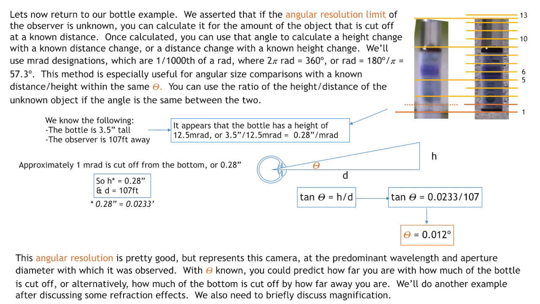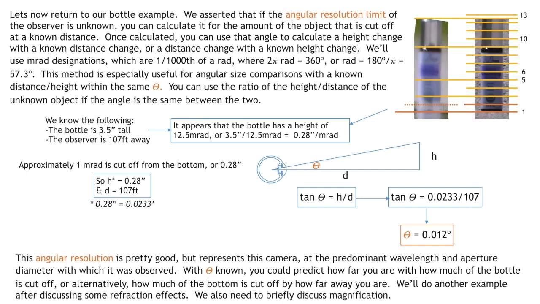So we can plug that in, keeping like units the same, and you get an angle of 0.012 degrees. And this angular resolution is pretty good, but represents this camera at the predominant wavelength and aperture diameter with which it was observed.